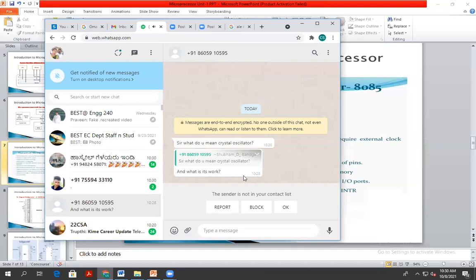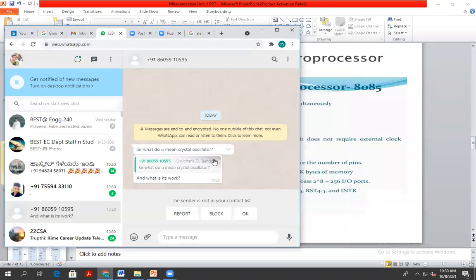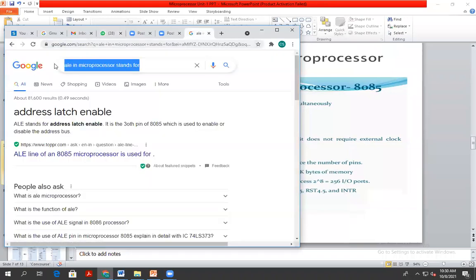No problem. Crystal oscillator. I didn't cover this crystal oscillator. Whenever that time comes, I will explain it to you, because I didn't cover the crystal oscillator. Okay. So here.